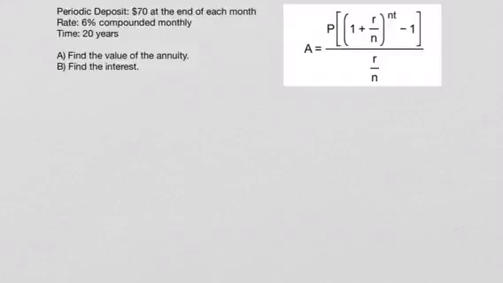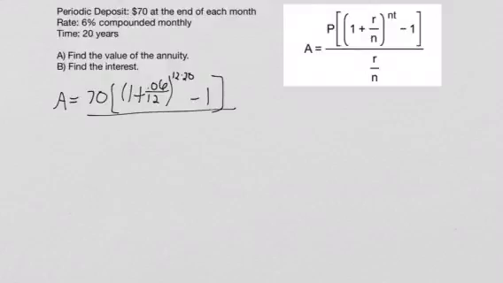Alright, so to find the value of the annuity, we're just going to plug into our formula. So we have A equals my P amount, which is $70, and then we have 1 plus my R, which is 0.06, divided by N. Again, N is the number of times it's paid per year, which in this case is 12. And then we're going to raise that to the N times T, and then minus 1. And then all that's divided by my R, which again is 0.06, divided by N, which is 12.